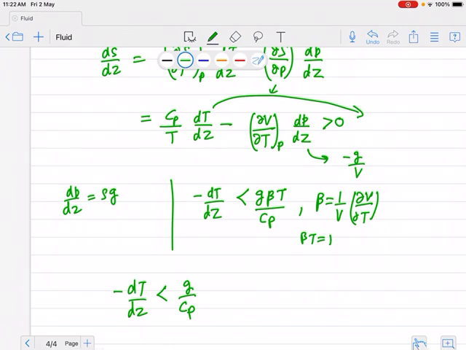So the main thing is this. For convection, the temperature should decrease with height, and entropy should also decrease with height. If entropy is increasing with height, then there is no convection. So temperature should decrease and entropy should decrease, both.